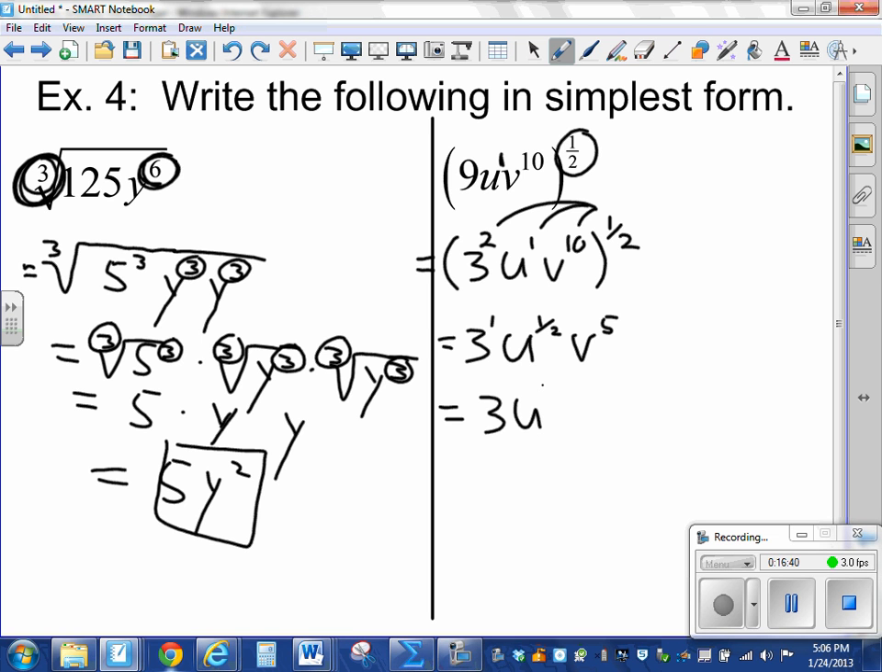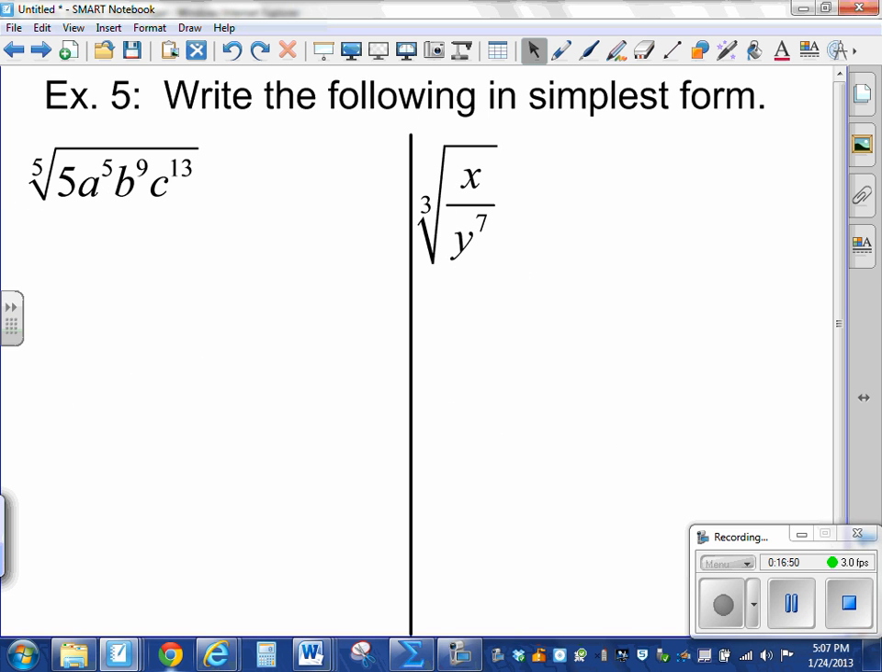U to the 1/2, v to the 5th, and that is all. Okay, moving on. Next one. How many more we got? That's the last one. Okay, so last one.